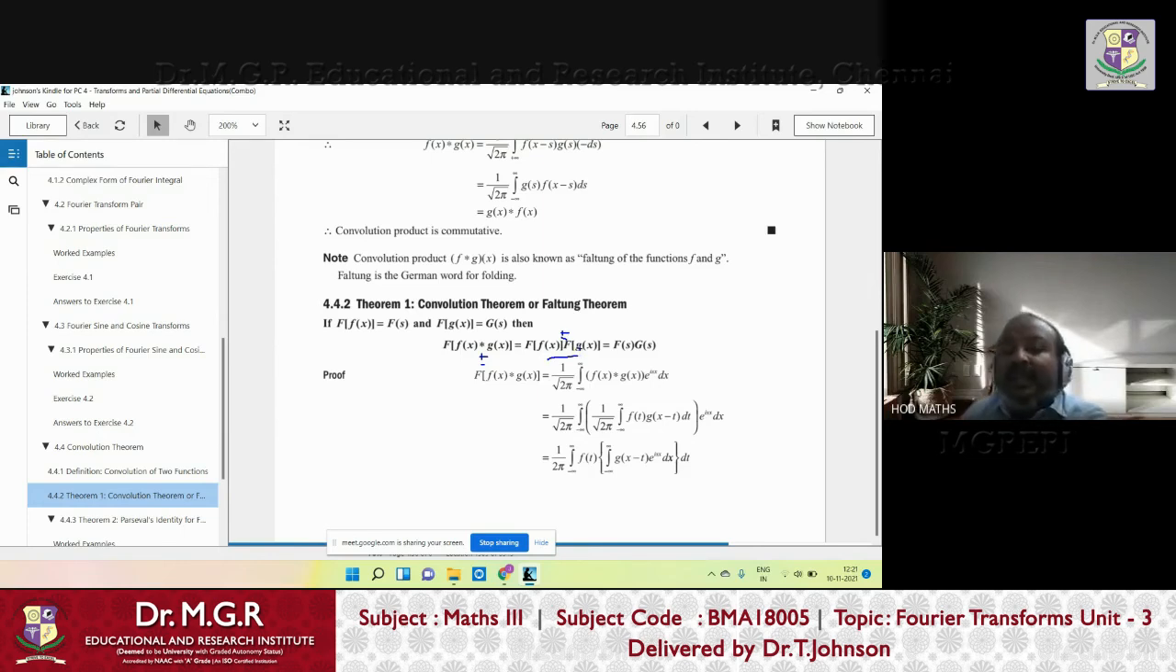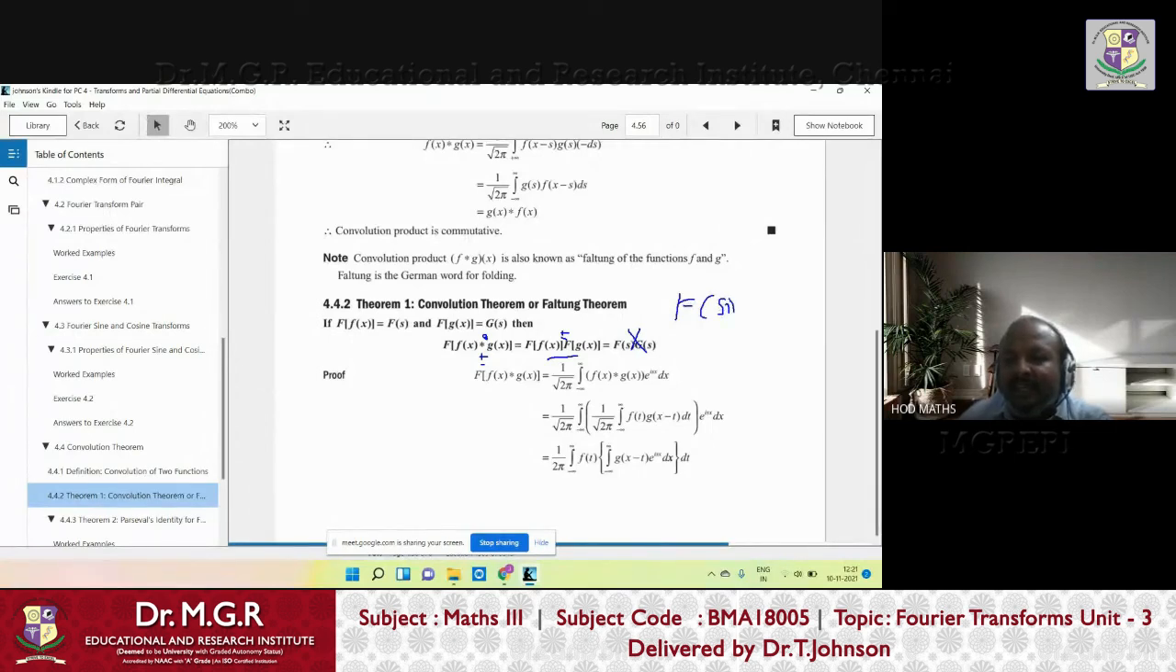But that is not there in the product. The meaning is, the Fourier transform of f of x into g of x cannot be written as f of s into g of s. That is, the Fourier transform of sin x into cos x cannot be written as the Fourier transform of sin x into the Fourier transform of cos x. But addition can be written. That is, the Fourier transform of sin x plus cos x.